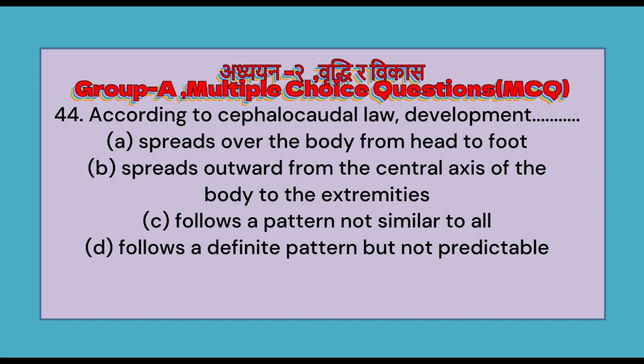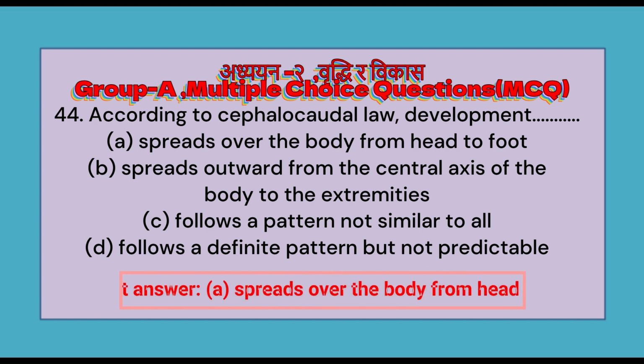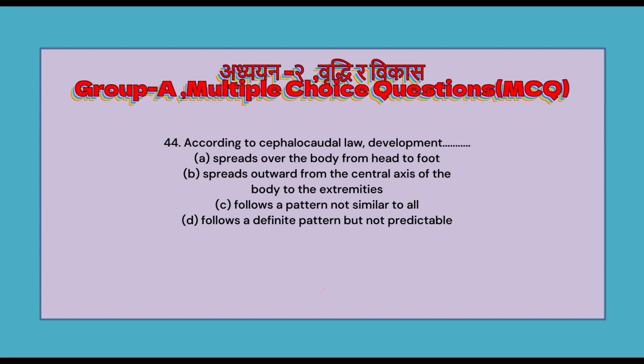According to cephalocaudal law, development: A. Spreads over the body from head to foot. B. Spreads outward from the central axis of the body to the extremities. C. Follows a pattern not similar to all. D. Follows a definite pattern but not predictable. Correct answer: A. Spreads over the body from head to foot.